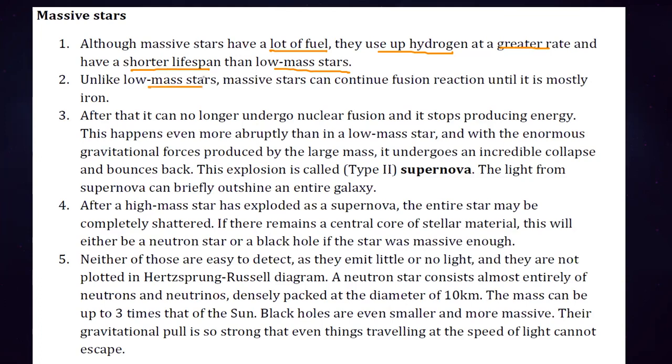So unlike the low mass star, the massive star can continue a fusion reaction until it's mostly iron. The same idea: the low mass star first started with hydrogen, which turned into helium, then helium turned into other elements such as carbon. But for a high mass star, carbon can turn into silicon, and silicon can turn into iron. So they can produce heavy elements.